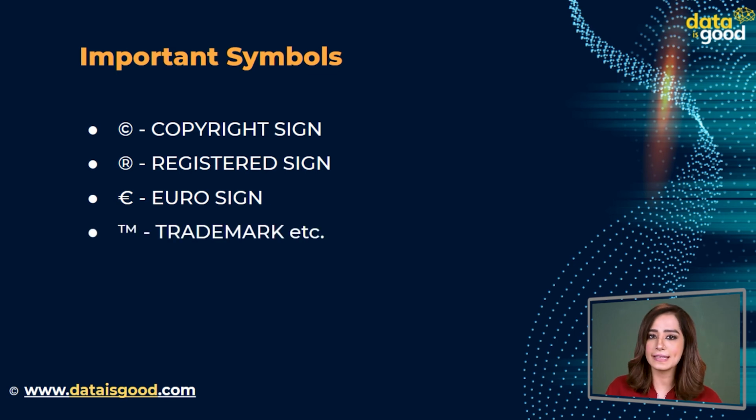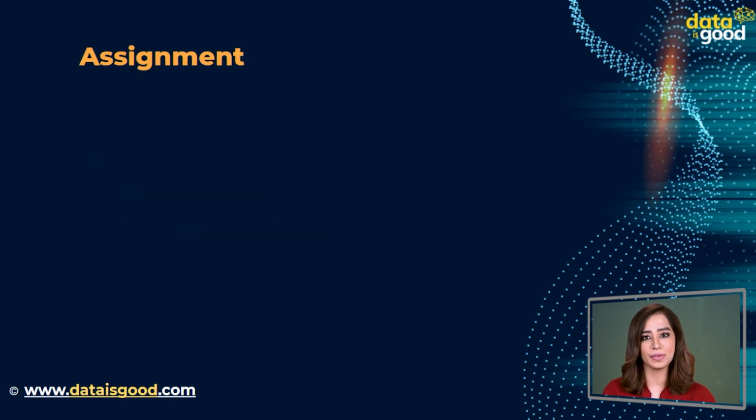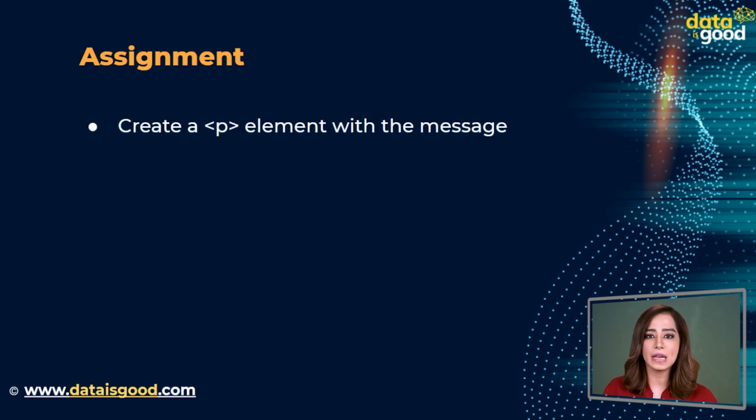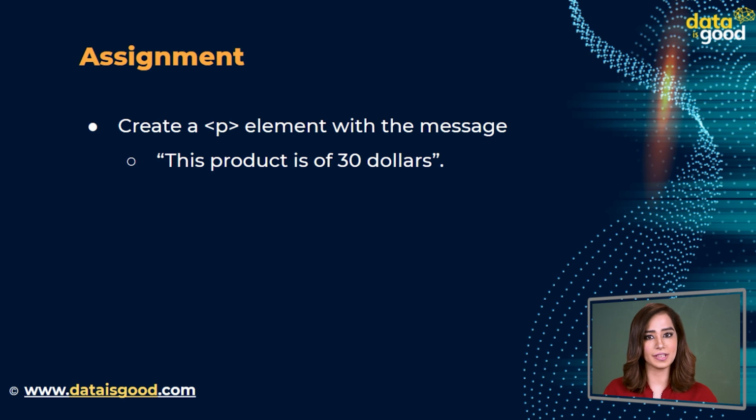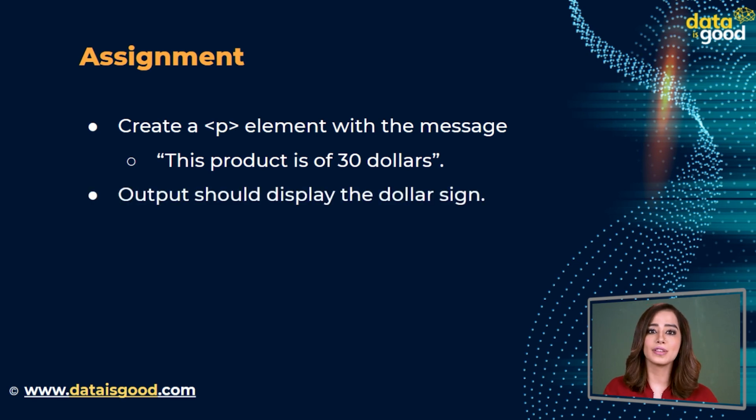So this is it for this lecture. Here's an assignment for you. Create a P element with a message, "This product is of $30." Output should display the dollar sign.